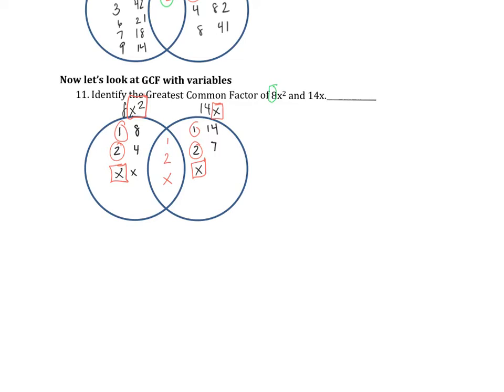Now, this is a little bit different. So you're going to take your greatest common factor, your number, but this time you also need to add the x, okay? Because we have variables. So now the x is included. So my greatest common factor here would be 2x, okay? We're going to do more examples to get the hang of this one. Okay, so my greatest common factor is 2x.